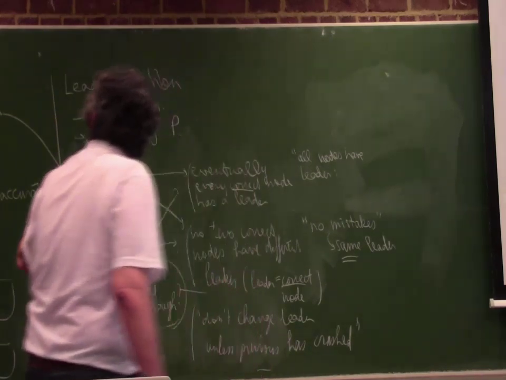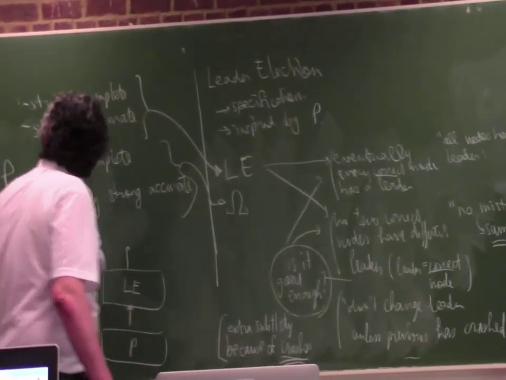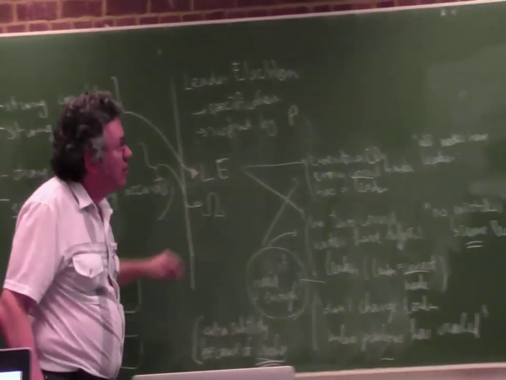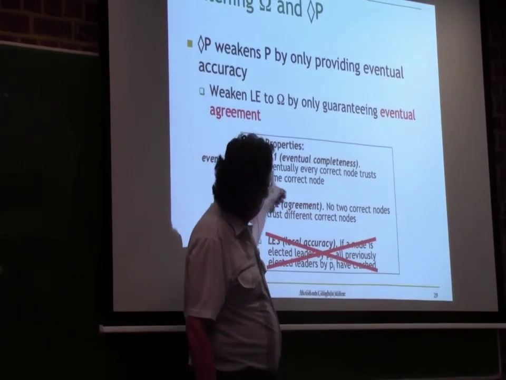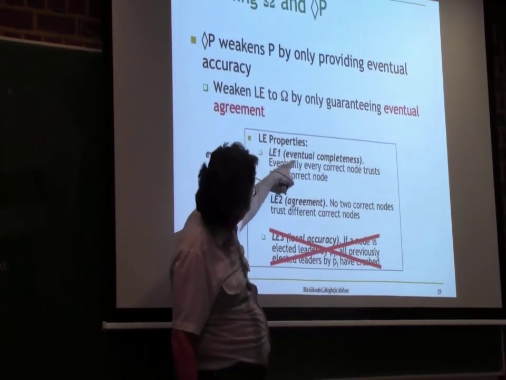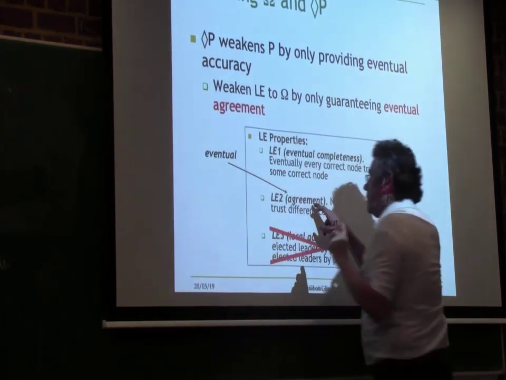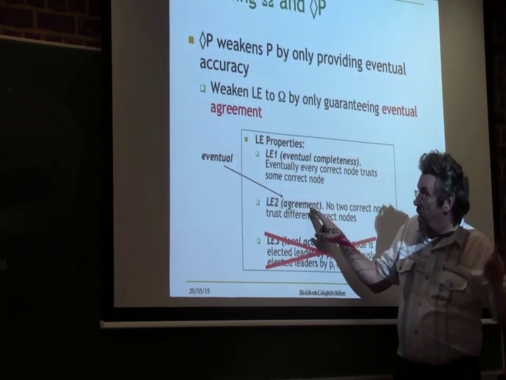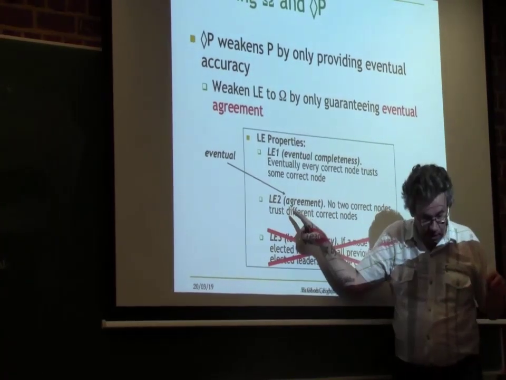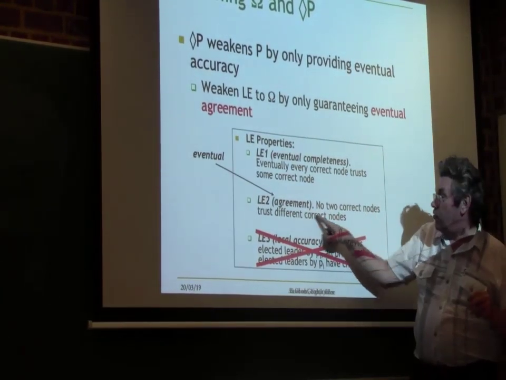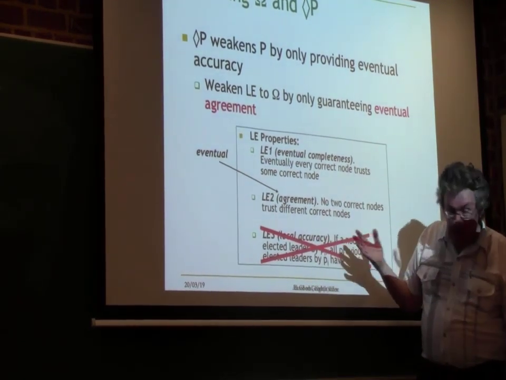Basically the properties of omega are coming from eventually P here, eventual completeness. So eventually trust the correct node. This one is always eventual. The completeness one is always going to be eventual. The agreement in the original LE is not eventual, but in the omega it's eventual, which means that you're allowed to trust different correct nodes in the beginning, but after some time and no more.